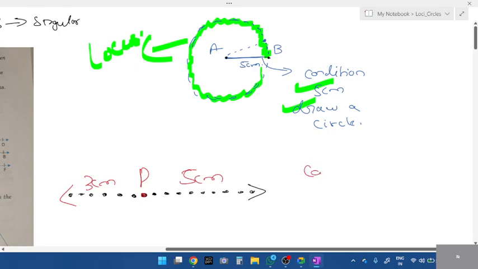Right hand side, it has moved 5 centimeters. So those are known as conditions, geometrical conditions given. Conditions are limits given for us. 5 centimeters forward, 3 centimeters backward. This is known as locus. Locus is not only for a straight line, circle. Even for a straight line, we call it locus.